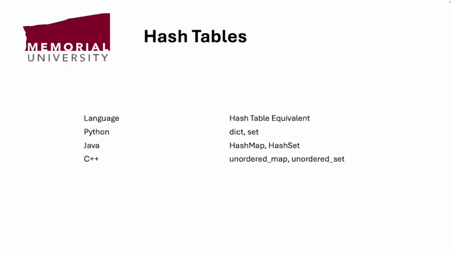Okay, so for hash tables in Python, as we know, we are using a dictionary, and also a set. In Java, we're using HashMap or HashSet. In C++, we have unordered_map and unordered_set. These are the built-in functions in these programming languages.